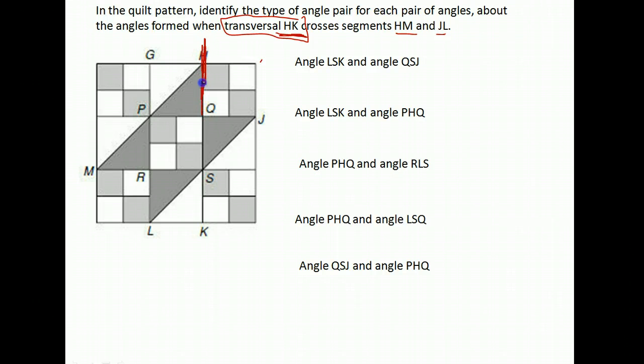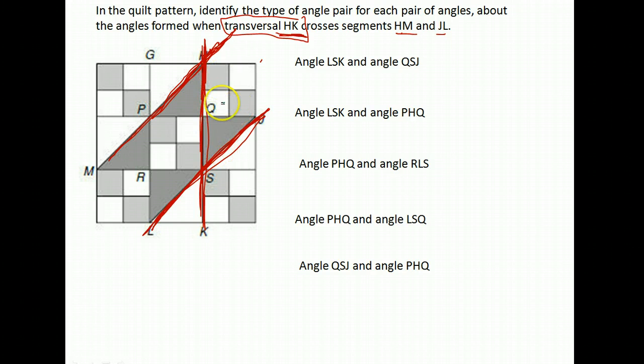Okay, so HK is the line we're going to be focusing on. And specifically they want us to focus on it passing through HM and JL. Okay, so here is our pair of lines that we're passing through, HM and JL. And that's specifically what we want to concentrate on.